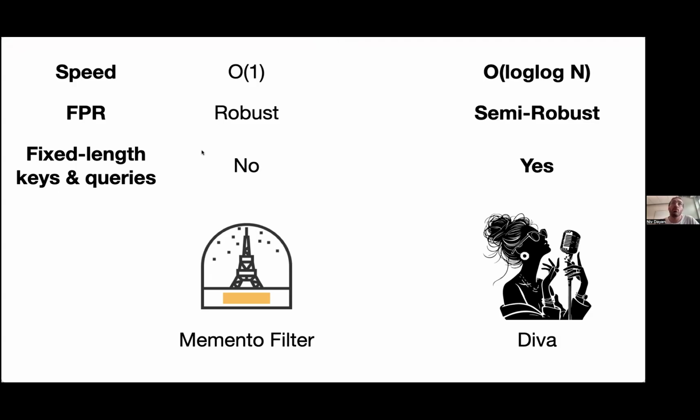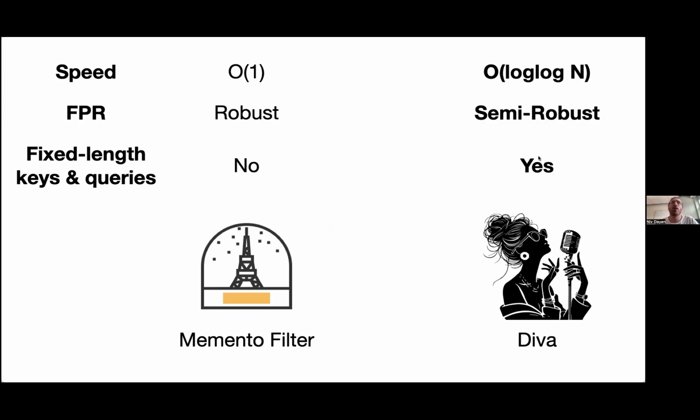Then to overcome precisely this problem, we worked on Diva, and Diva is slightly slower, so it's log n in terms of operation cost, and the guarantee over the false positive rate is slightly weaker. We call it semi-robust. It's not as good as with this, but it's actually still practical for many workloads that we tried. And this does actually allow you to support fixed length keys and queries, right?